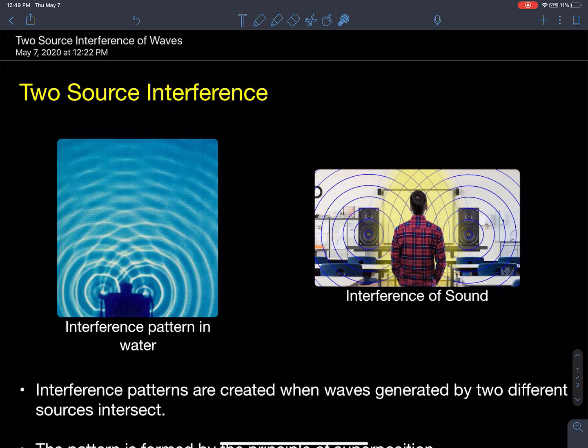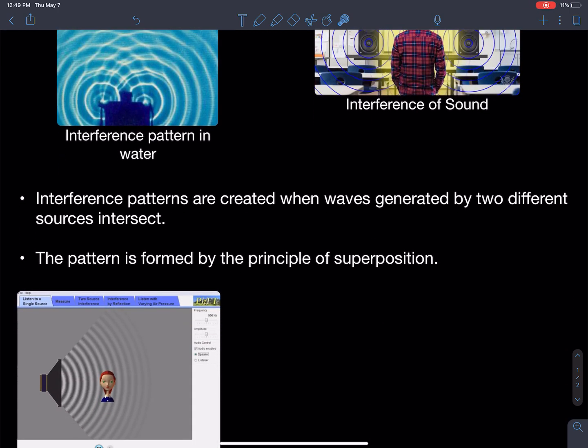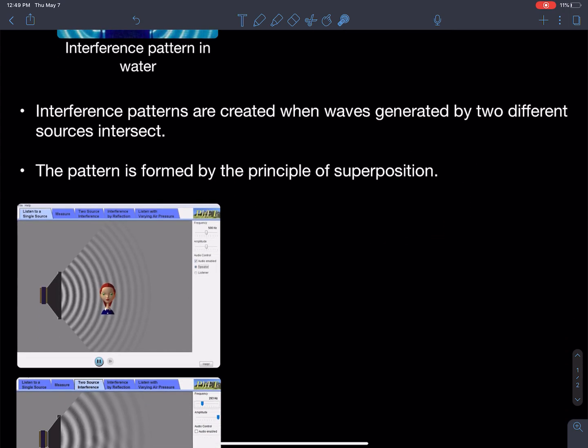Okay, so this is an important principle if you're going to be having a nightclub or you want to create a really perfect show in a theater. You want to understand acoustics and how sound waves interfere to create a perfect experience for your audience. All right, so interference patterns are created when waves generated by two different sources intersect, and they're governed by the law or the principle of superposition. It's not a real difficult concept to understand.